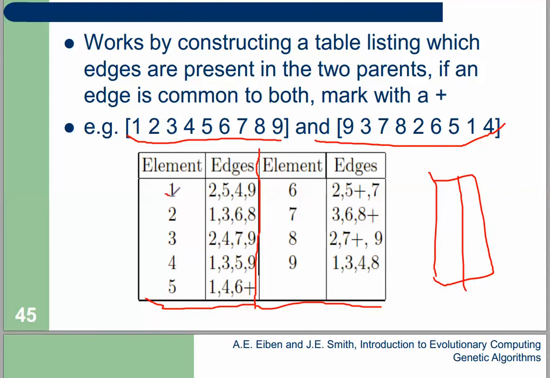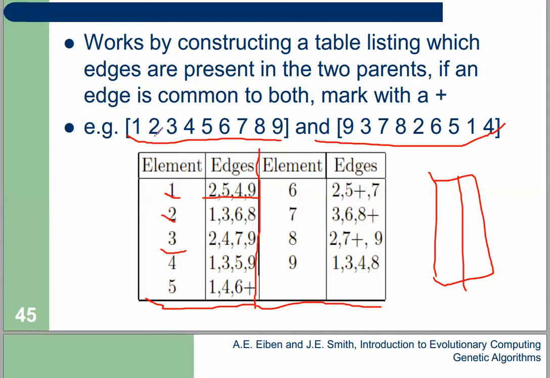For each element, we write its neighborhood, the first and the last neighbor. For example, the neighborhood of 4 is 1 and 9, and the neighborhood of 1 is 2 and 9, because it is a cycle. So we fill this table with the neighborhood, or edges, of each element.